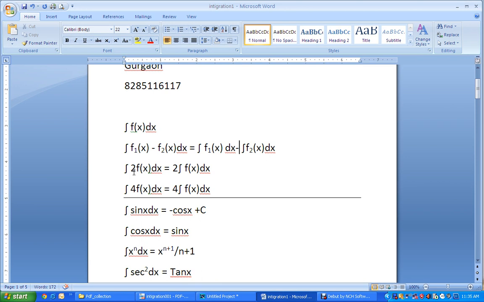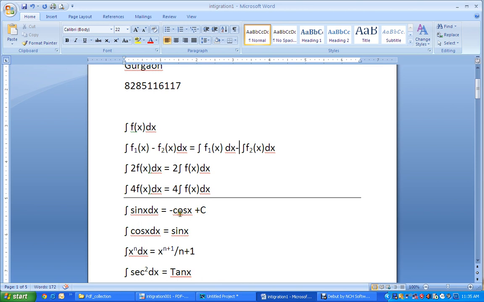So you can take 2 just outside the integration with a multiplication sign. So integration 2 times f(x) dx will become 2 times integration f(x) dx. Similarly, integration 4 times f(x) dx will become 4 times integration f(x) dx. Correct? Now we will teach you some basic formulas for integration.